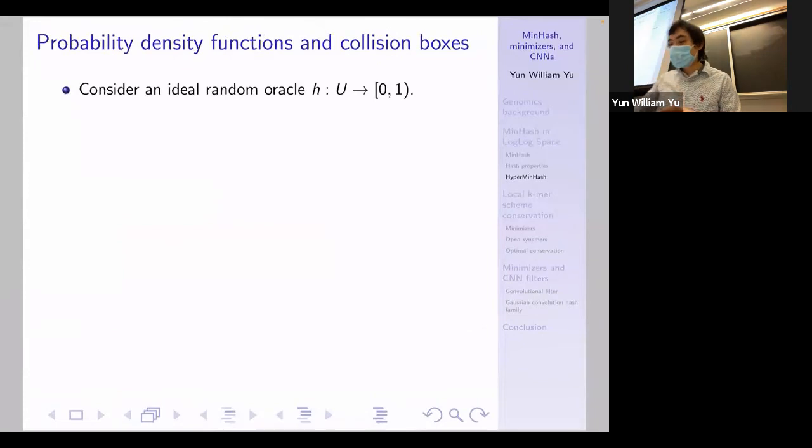What we're going to do is consider an ideal random oracle hash function. So we're going to sweep under the rug the question of whether we can get minwise independence. I'm just going to assume that you have some ideal random oracle. You can think of this as just some other hash function that is minwise independent. And what we're going to do is take that hash function and map it onto a smaller space and hope that we still don't get collisions.